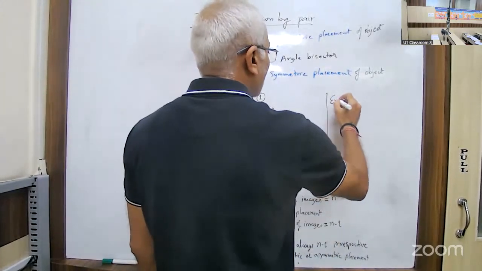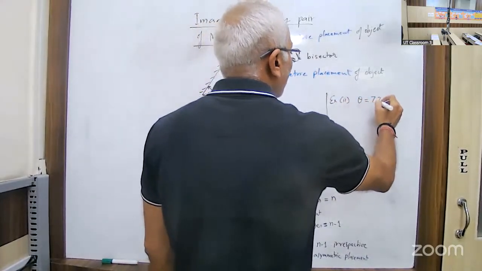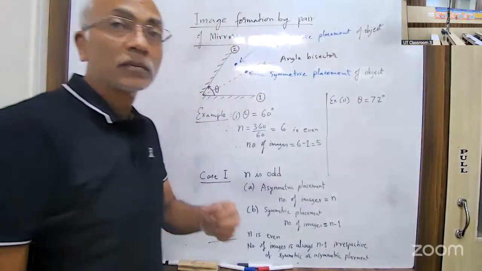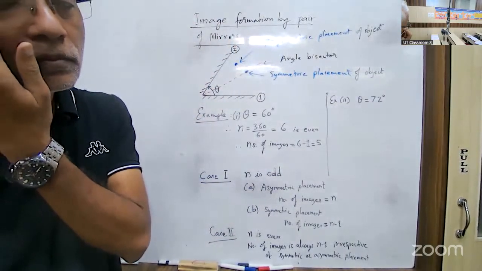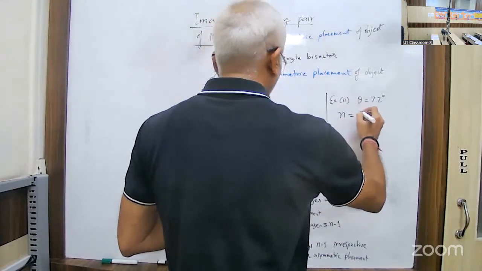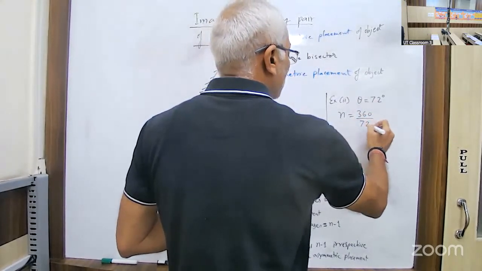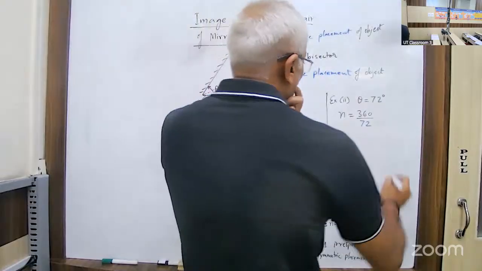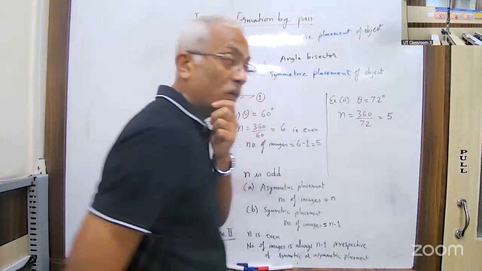सेकंड एग्जांपल, थीटा इक्वल टू 72 डिग्री. अब क्या होगा? n इज इक्वल टू क्या होगा? 360 बाय 72. ये हो गया 5. अब n क्या हो गया? ऑड आ गया.